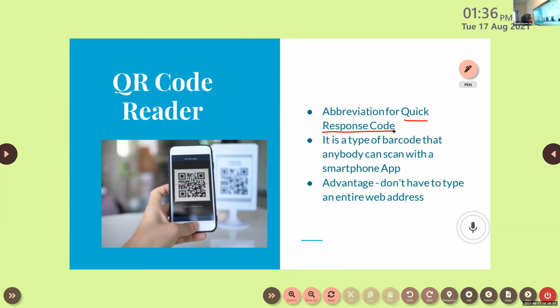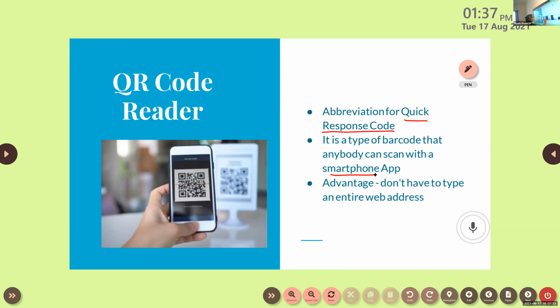It is a special type of barcode that anybody can scan with the help of a smartphone app, isn't it? Have you ever scanned anything? Yes, ma'am. QR code is an abbreviation for quick response code. It is a type of barcode that anybody can scan with the help of their smartphone app.